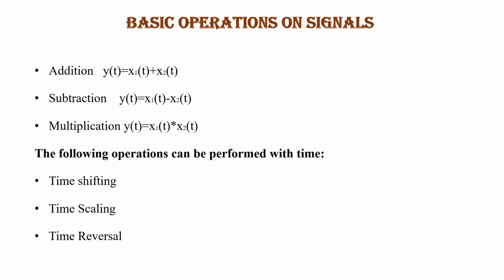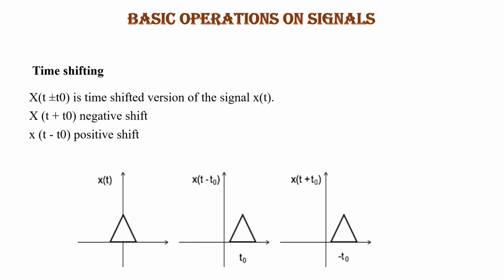Next, let us see what are the basic operations performed with time, that is time shifting, time scaling and time reversal. Time shifting operation mainly depends upon time period. The signal x of t may be shifted in time by replacing the independent variable t by t minus t naught, where t naught is the time shift variable. The output signal y of t for time shifting operation can be written as y of t equal to x of t plus or minus t naught.